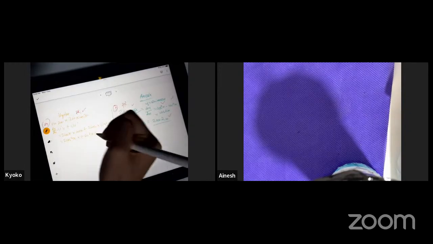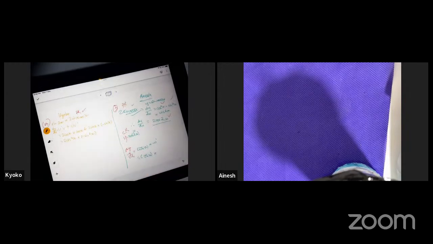W prime is not 0. That's incorrect. Why is it not 0? W is 2x, right? What's the differentiation of 2x? Become x to the power of 0, which is 1. Just 1. Yeah, good. Good job.